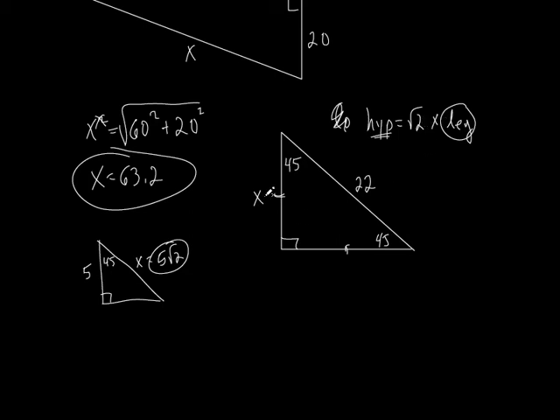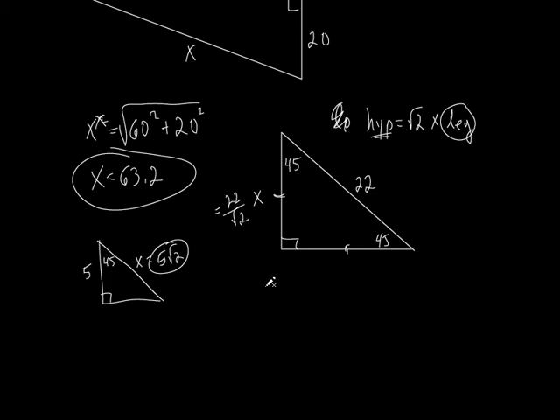I divide. If I know the leg, I would multiply by the square root of 2 to get the hypotenuse. If I know the hypotenuse, I would divide by the square root of 2 to get the leg. So this is going to be 22 divided by the square root of 2. Now we've talked about this. This is not simplified. Why is this not simplified? Square root on the bottom.